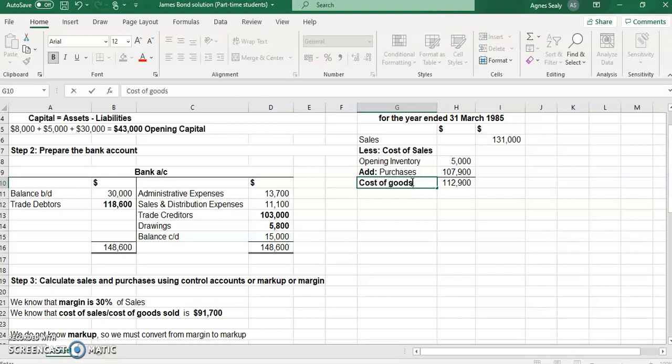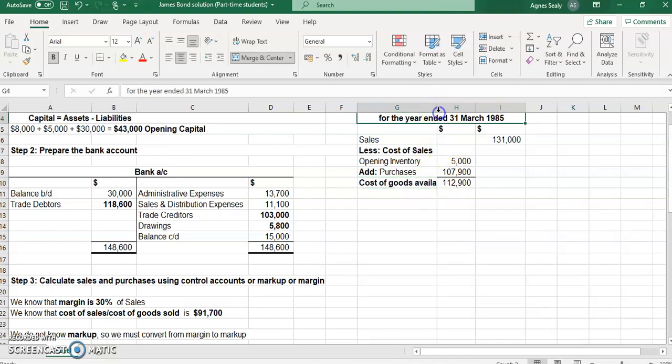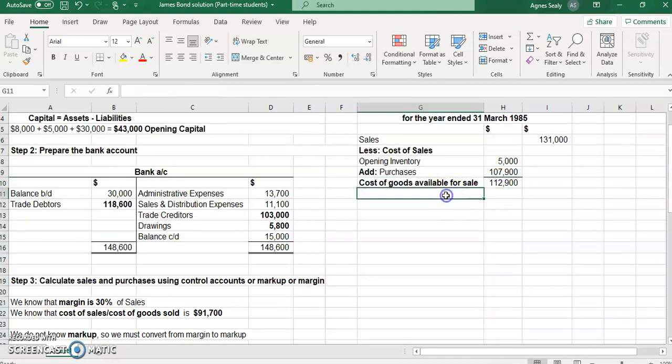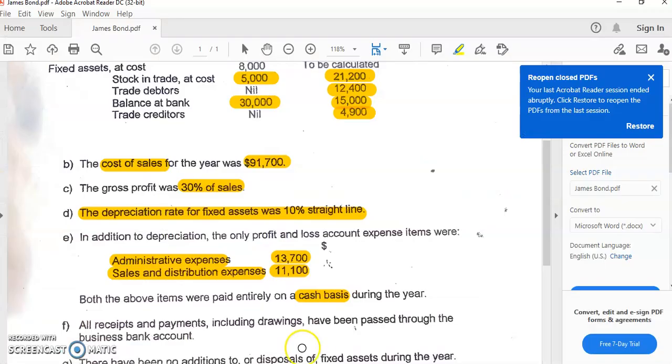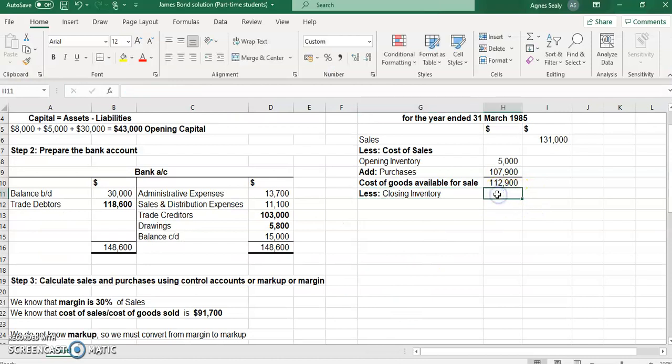So we are going to add our opening inventory and our purchases together, and that will give us the cost of goods available for sale. And then we are going to now subtract our closing inventory. And the closing inventory in our question was $21,200. So subtract that, $21,200.